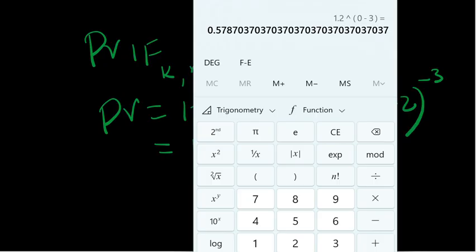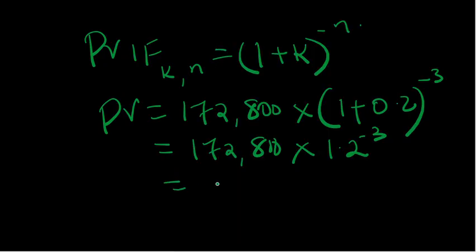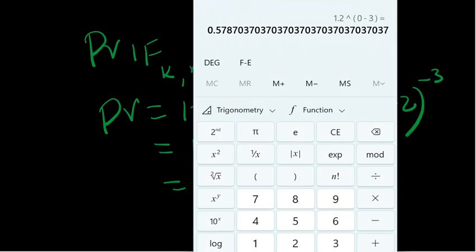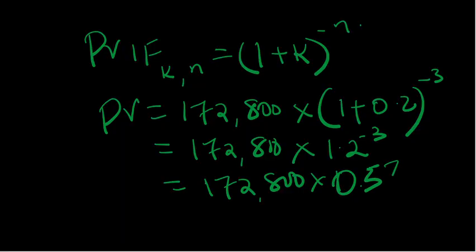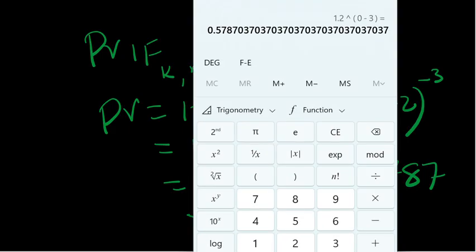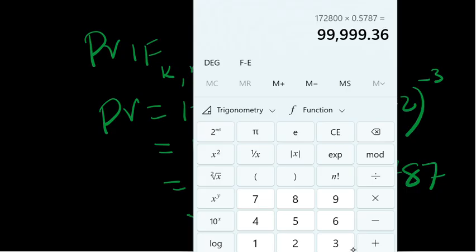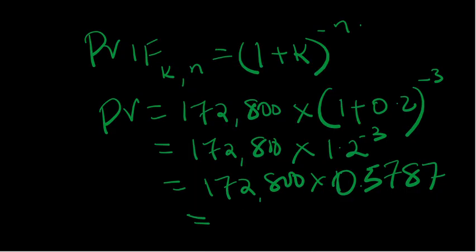That is 0.5787. So this is 172,800 times 0.5787. And where does that lead us to? 172,800 times 0.5787 is roughly 100,000. It's 100,000.